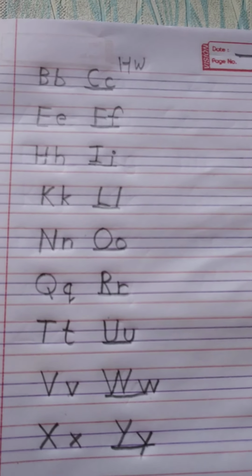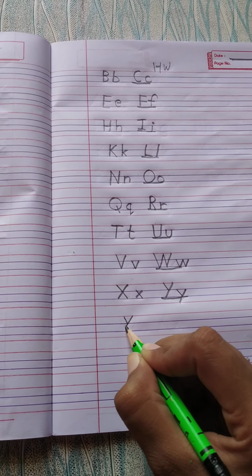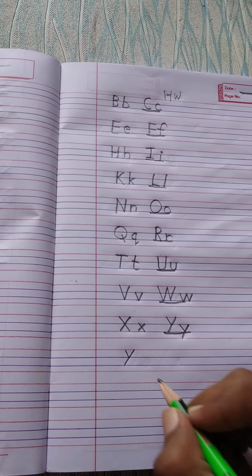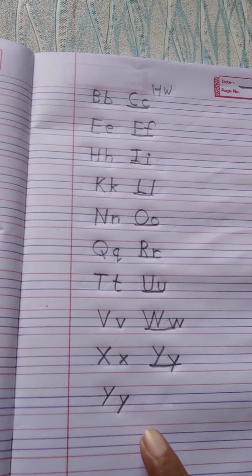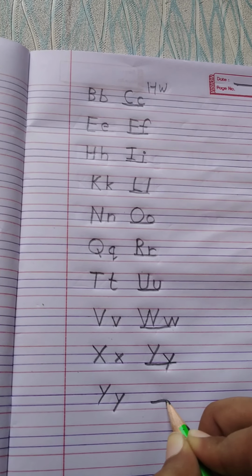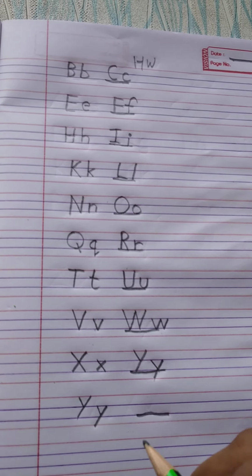Now here, right here, letter Y. Slant line, again slant line. This is capital Y. Now small y. Slant line, again slant line. This is small y. Y after which letter, children? Y, yes. Y after Z.